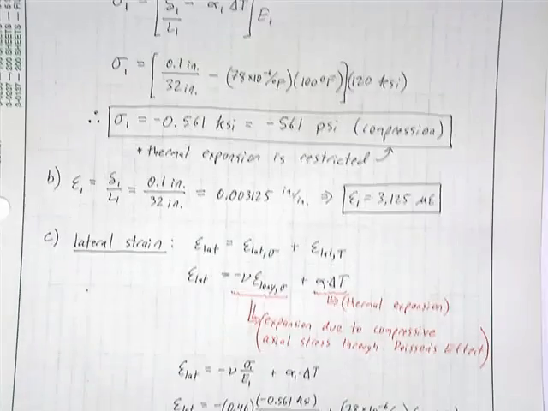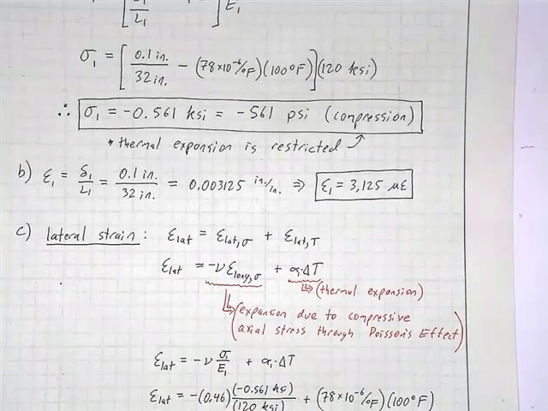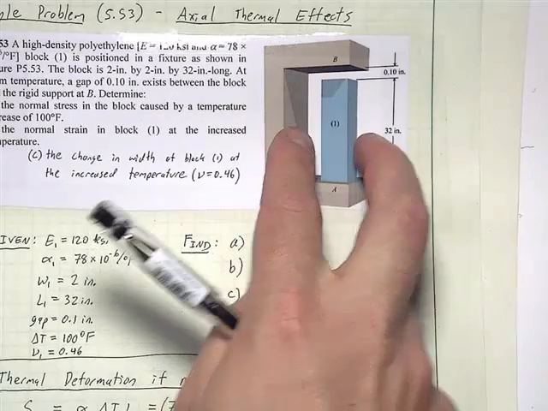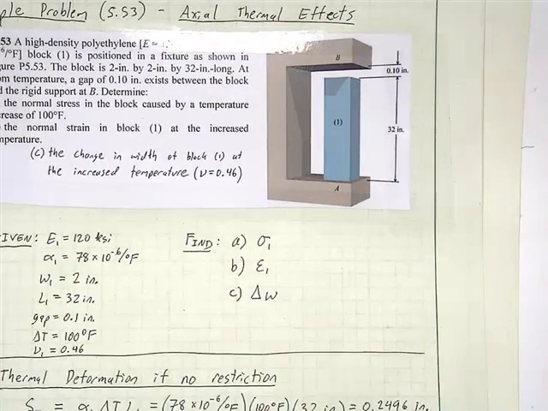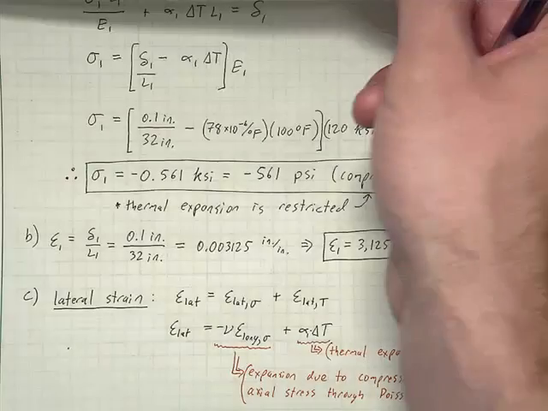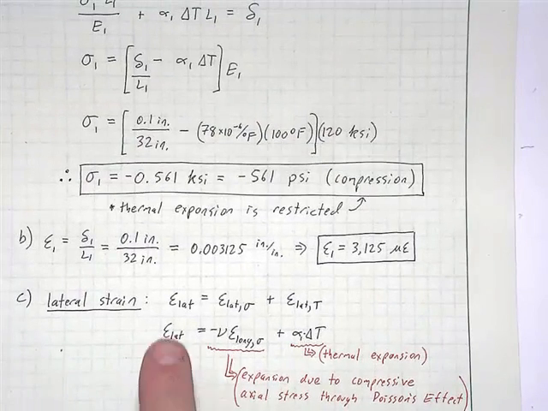All right, so to get into the last part, which was what's the change in width, we need to think about the lateral strain, right? So the strain, not in the long direction, but in the wide direction, in the width here. We're given that it's a 2-inch block, 2 inches by 2 inches. So either direction, we can consider this as either of those two lateral directions that we're looking at.